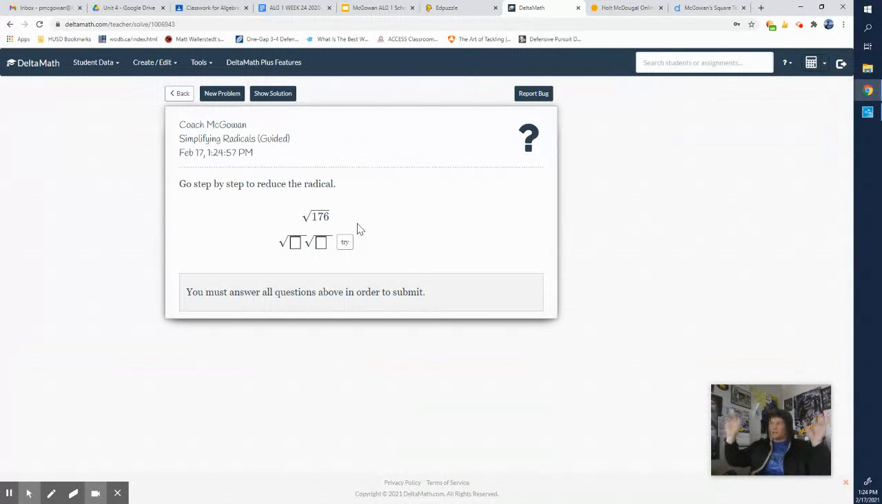Now, the guided lesson, guys, is actually really cool. They let you solve it using any method or any path that you want to use. What I mean by path is there are a lot of different ways to solve some of these problems. When you're breaking down, reducing, simplifying these radicals, you're trying to see what perfect square can go into this number under the square root. Because if I can take a perfect square factor out, then I can put a number on the outside of my radical sign.